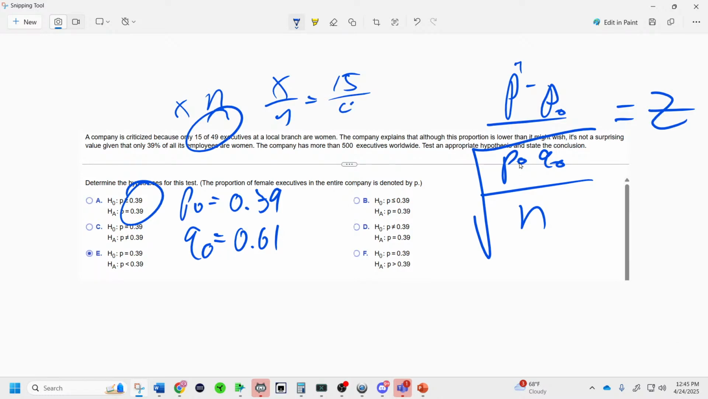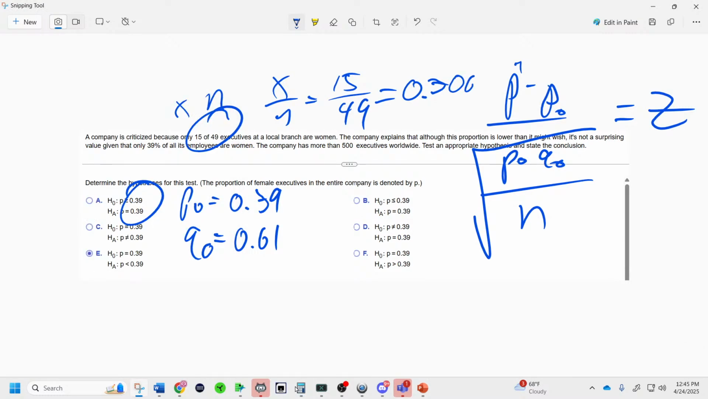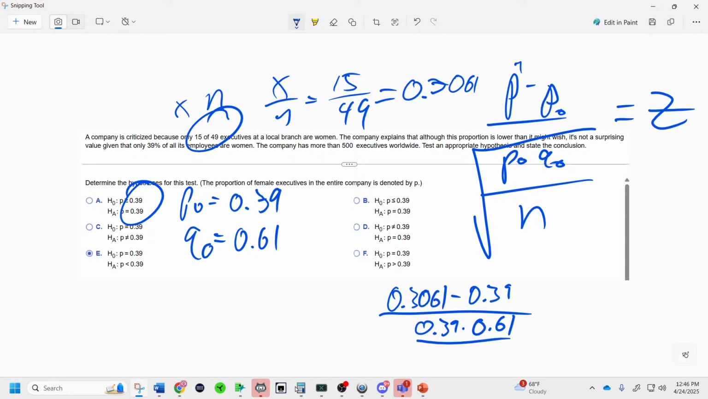15 over 49, that's going to be a little bit bigger than 31 percent. What's the next decimal? 0.3061. And so now we just start plugging in the numbers. 0.3061 minus 0.39 over the square root of 0.39 times 0.61 over 49. We do have at least 10 successes and failures according to the null also. That's good. And let's solve this.